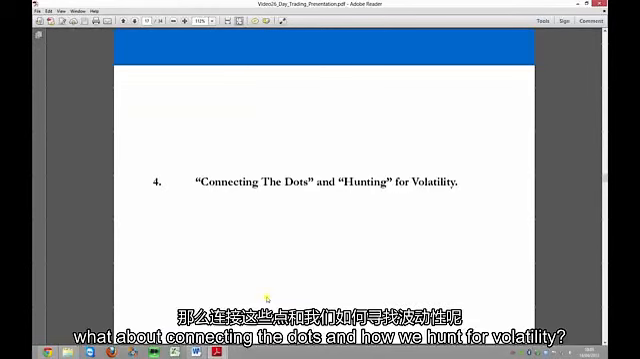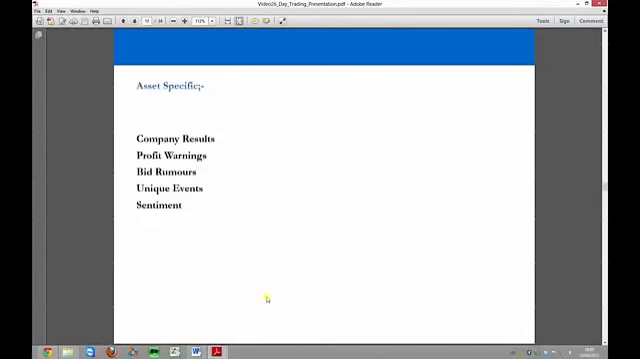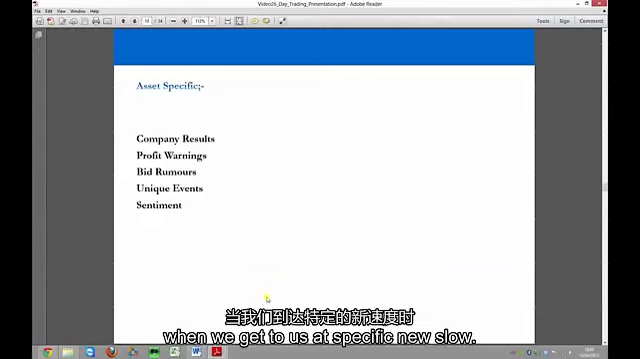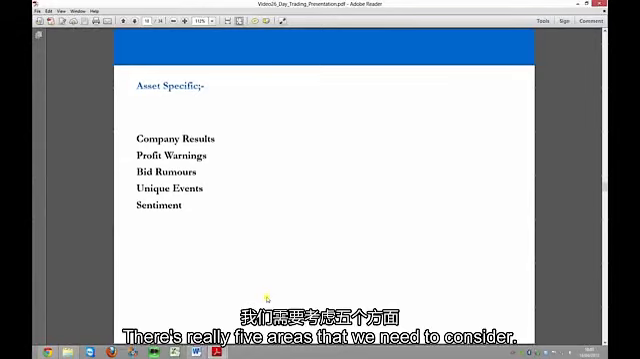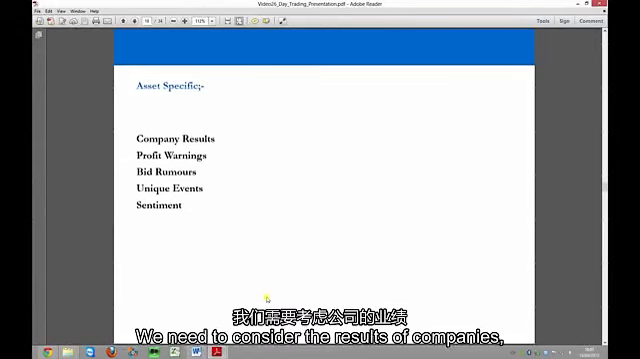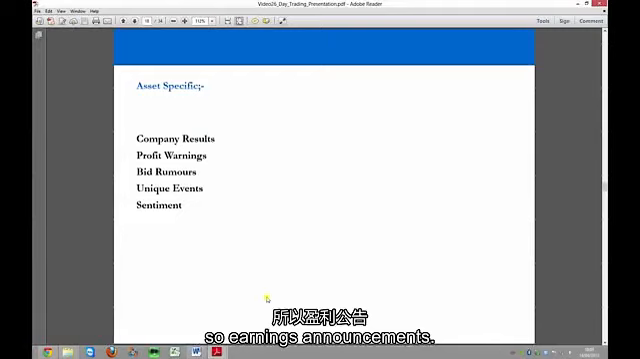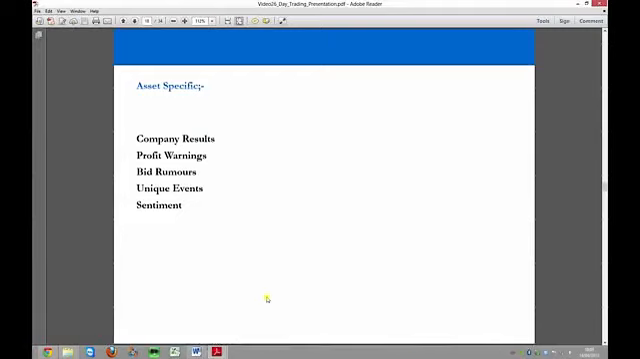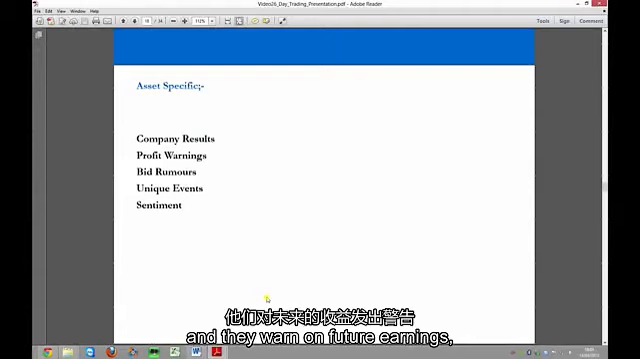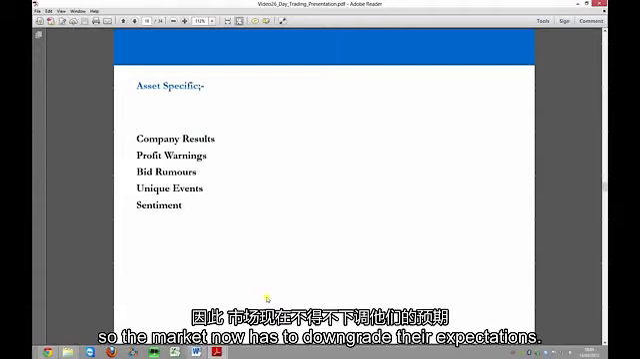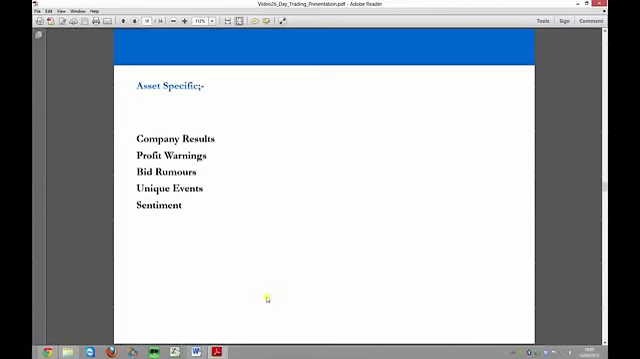Now, what about connecting the dots and how we hunt for volatility? Well, when we get to asset-specific news flow, there's really 5 areas that we need to consider. We need to consider the results of companies, so earnings announcements and profit warnings. So when companies materially miss their expected earnings numbers by the market, or they meet them and they warn on future earnings, so the market now has to downgrade their expectations.